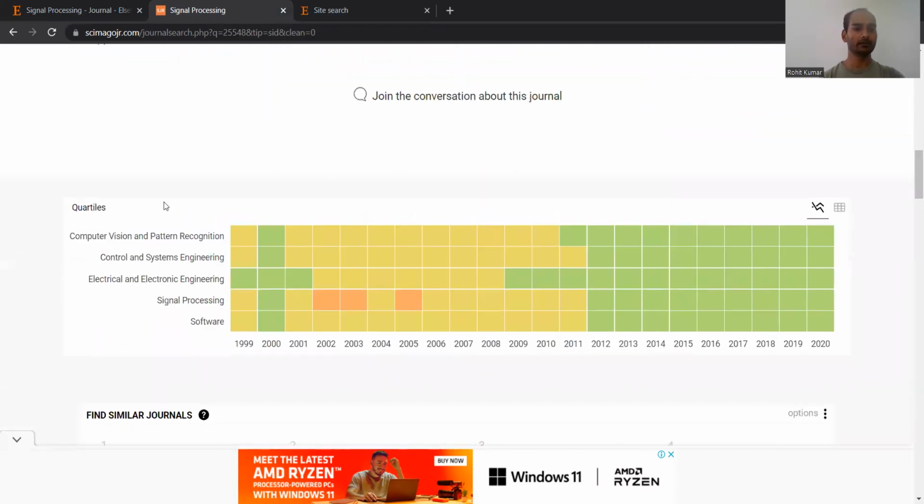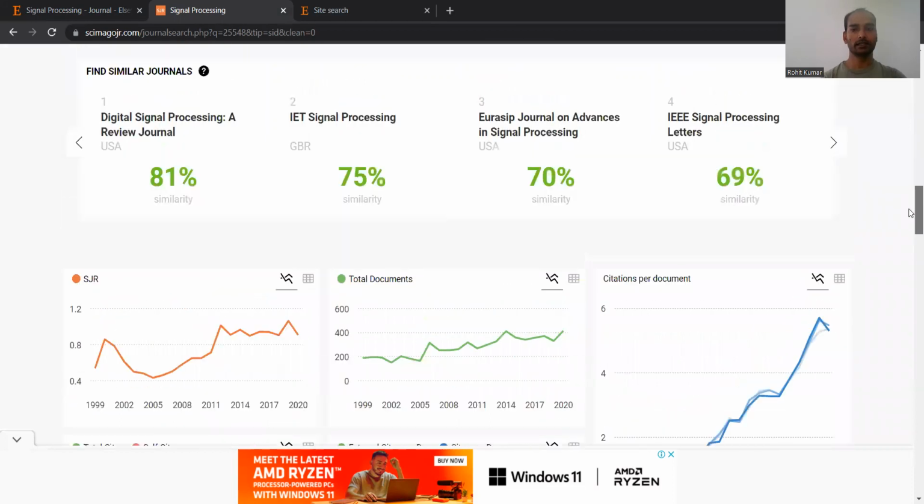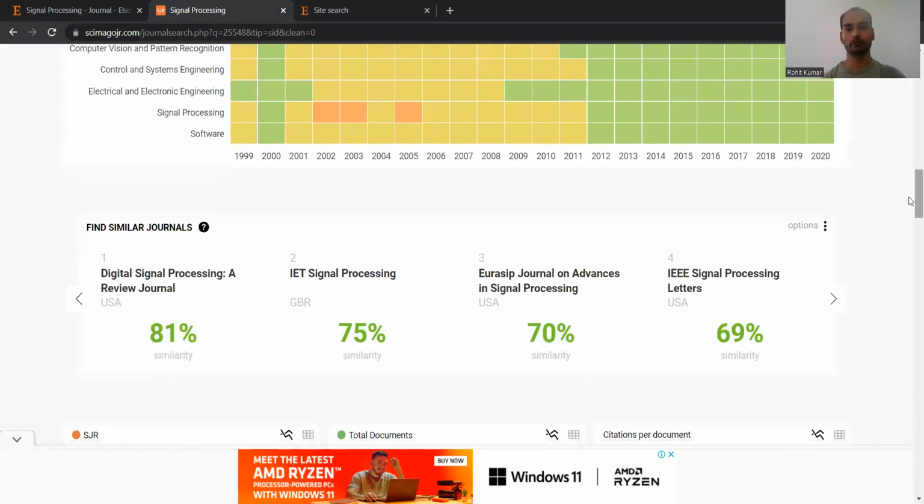Okay, coming down, there are multiple quartiles. Here you can see computer vision, pattern recognition, control and system engineering, electrical and electronics engineering, signal processing and software. These three come from computer science, and these two come from engineering, as we just saw. Right now in all quartiles it is ranked as a Q1 journal, so it's a wonderful journal. All the quartiles are at Q1, the journal is SCI, and its impact factor is also good, that is 4.4 now. So in this way, I think the journal is powerful. You can go for it.